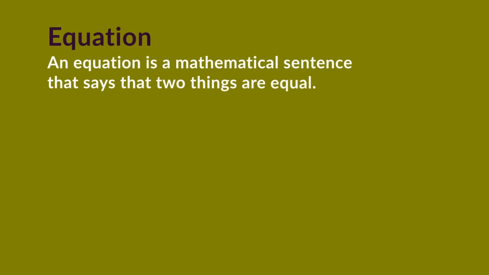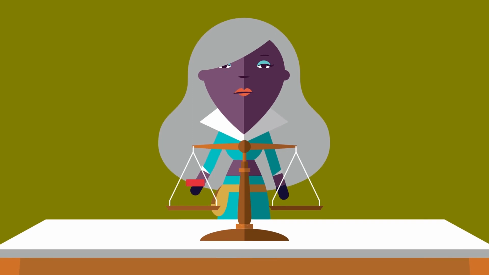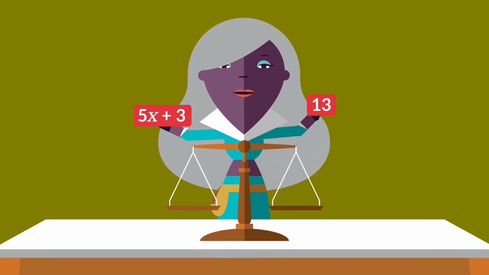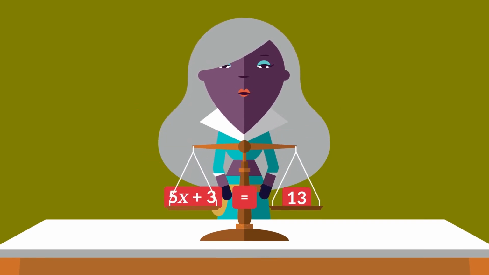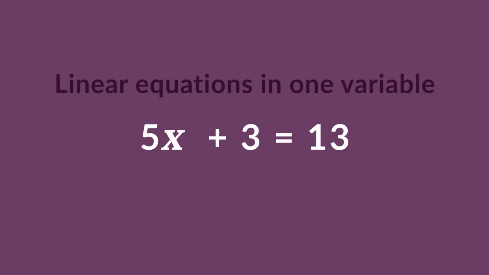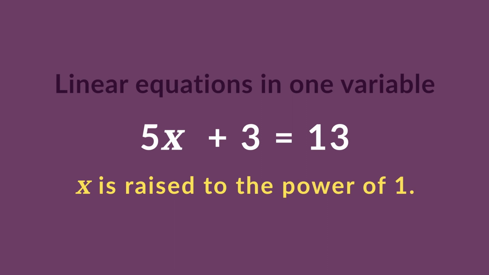An equation is a mathematical sentence that says that two things are equal. For example, an equation could tell us that the algebraic expression 5x plus 3 equals 13. A linear equation is the simplest kind of equation and is one in which the highest power of the variable is 1. Okay?